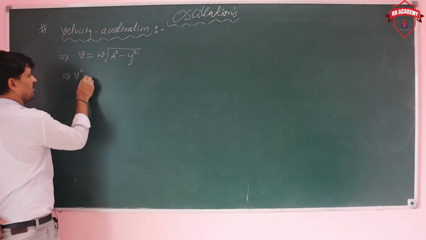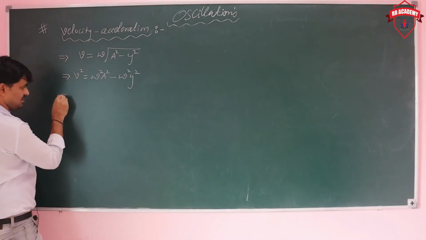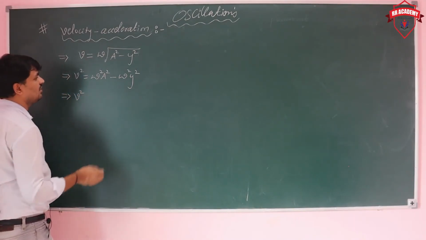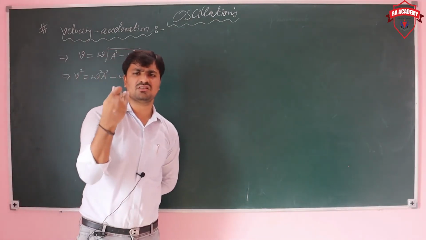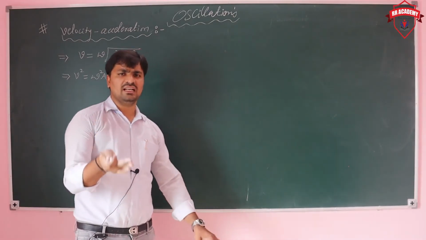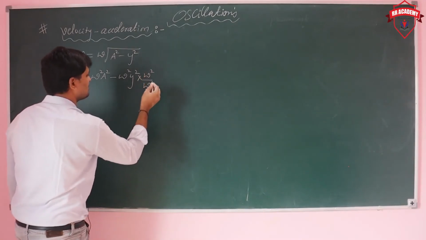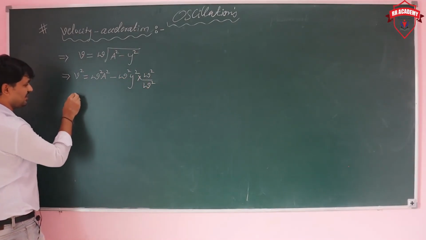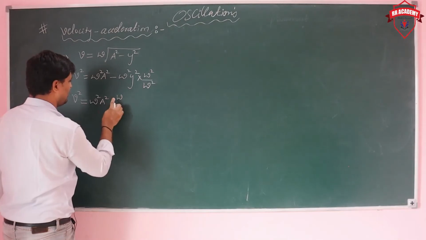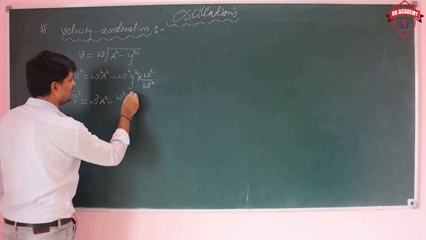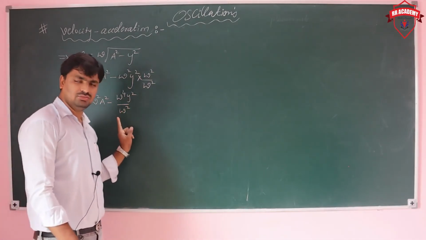Then v square is equal to omega square a square minus omega square y square. Actually, our requirement is in terms of acceleration. To get that, in this expression I am multiplying and dividing with omega square. Then v square is equal to omega square a square minus omega power 4 y square upon omega square.